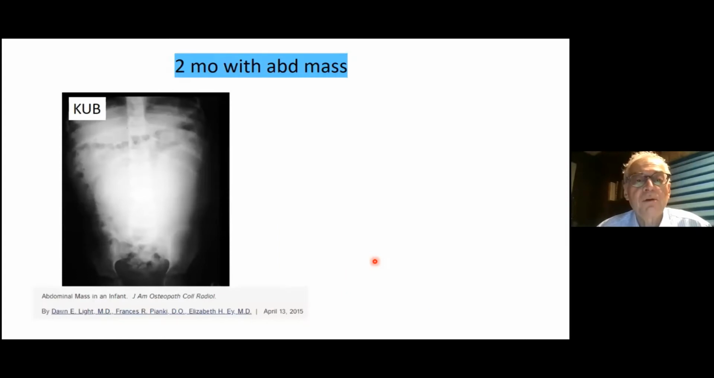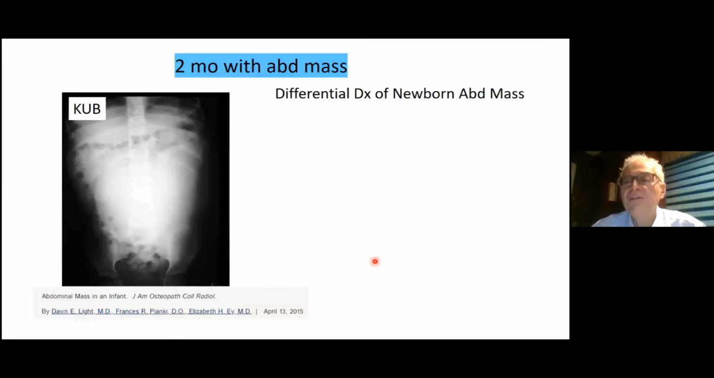And we're going to start with a couple of babies that I saw not that long ago with abdominal masses. So this is going to be the first case. It's a KUB, of course, of a baby with abdominal mass. I think you can see that clearly. And so my first question for you is differential diagnosis of newborn abdominal masses. Can you give me a list of some of the organ systems that you're looking for when you see an abdominal mass like this?